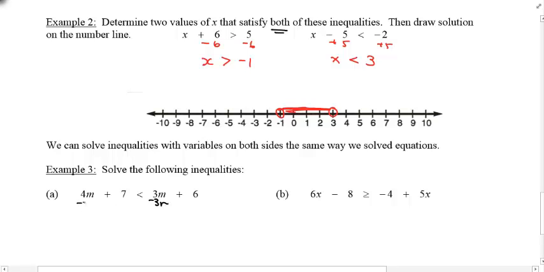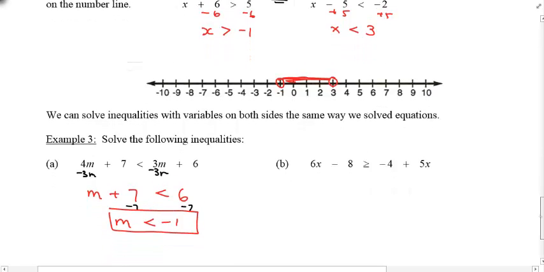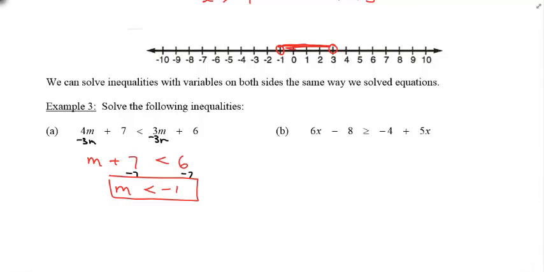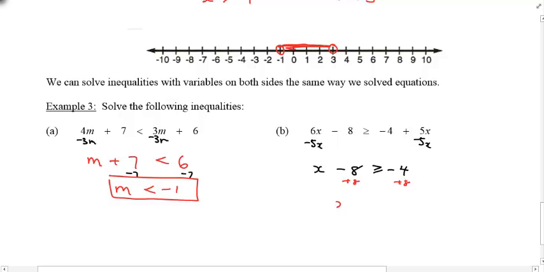Subtract 3m. M plus 7 less than 6. Subtract 7. M less than negative 1. Same thing with b. I'm going to put the x's on the left side. X minus 8 greater than or equal to negative 4. Add 8. Add 8. X is greater than or equal to 4.